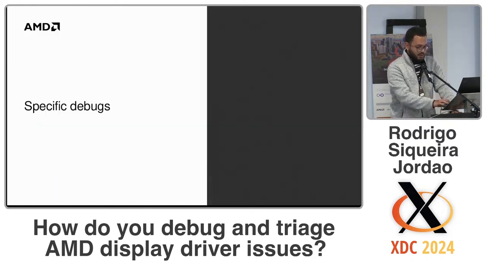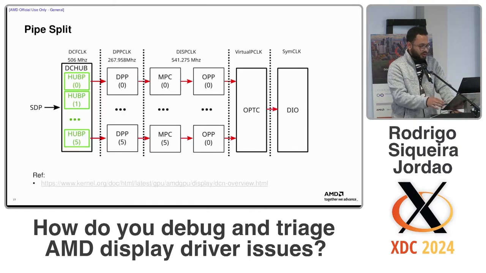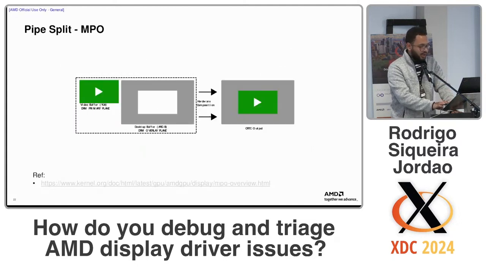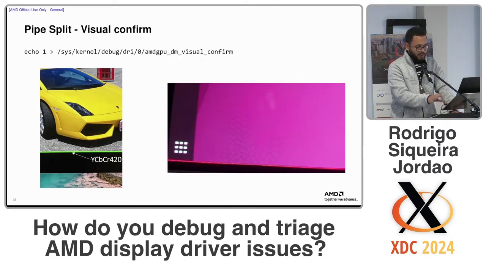And sometimes you have specific debugs, because in the display we have a lot of different features, and some issues might be caused by one feature or another. For example, we have this pipe split, which is a configuration in our DCN. Again, check the documentation. This is used for things like video MPO, for power optimization reasons. So anyway, the idea is maybe you have some issue related to pipe split and you want to check things like that. You can enable this debugfs option that you can see here in the slide, amdgpu_dm_visual_confirm. It will give you a bar at the bottom of the screen.